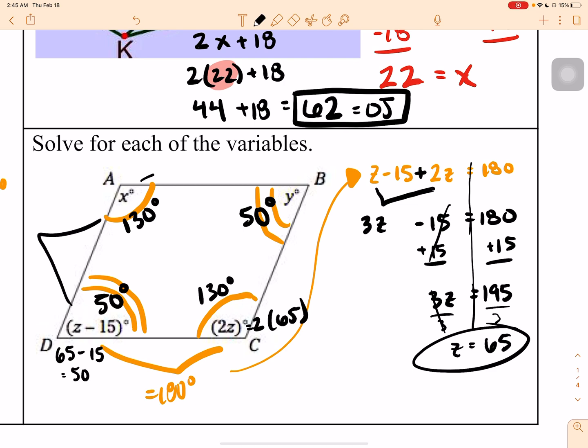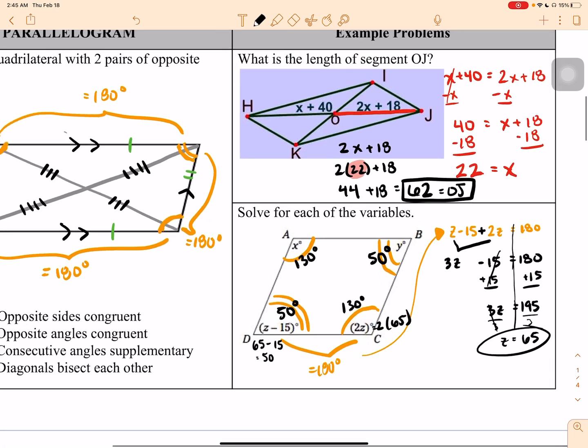So knowing that these pairs are supplementary will really help you with these problems. Because if they add up to 180, that's an easy fix if you're able to set up an equation.